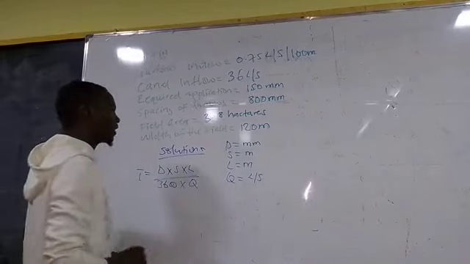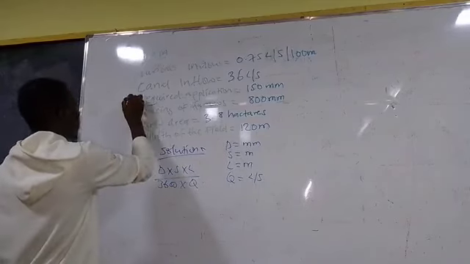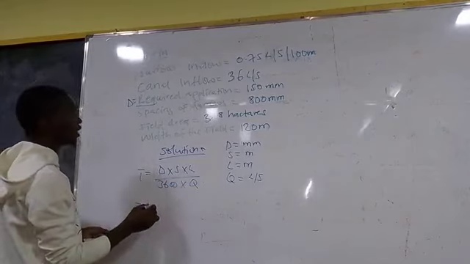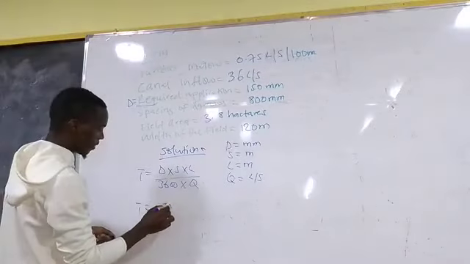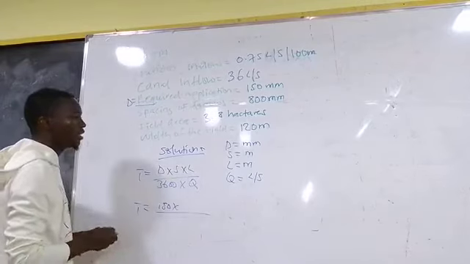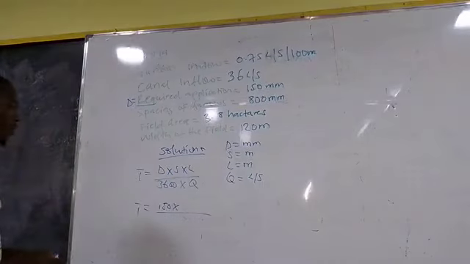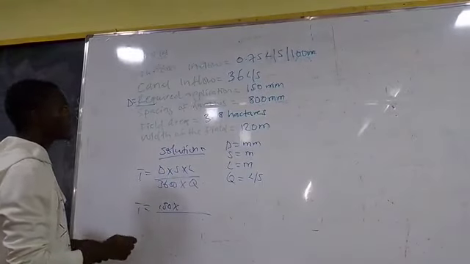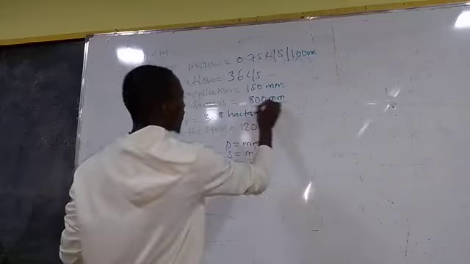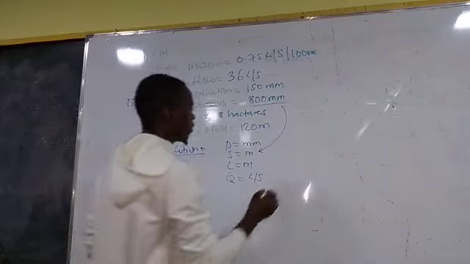So let's get started. Our D in this case is the required application. So for our D we have 150, and this 150 is already in millimeters, so there's no need for conversion. Okay, so let's go to our spacing. The spacing is 800 millimeters, so we have to take it to meters.